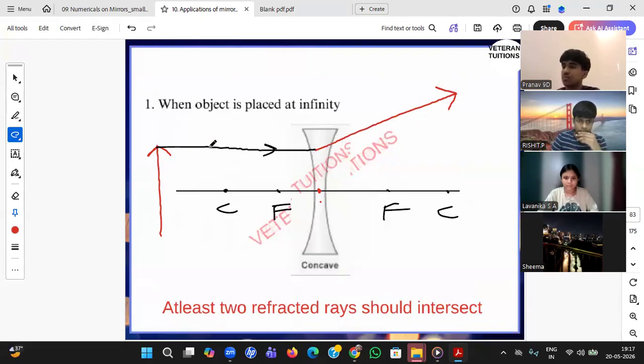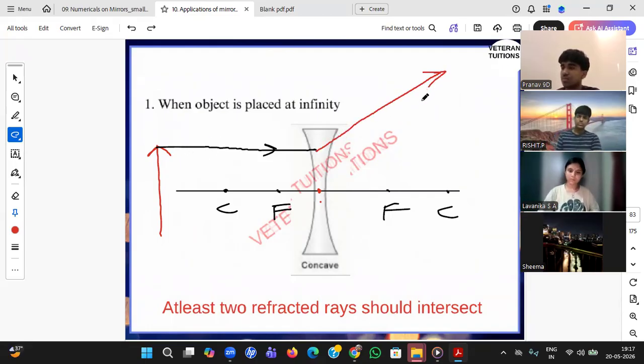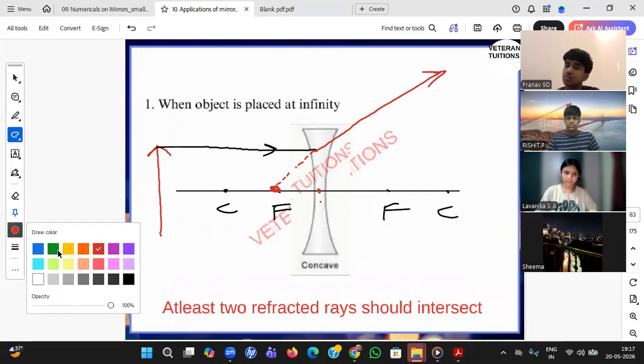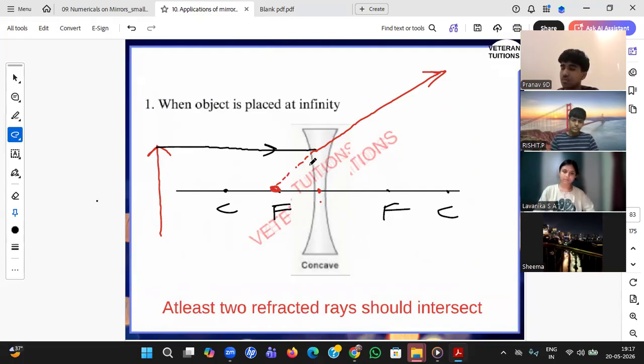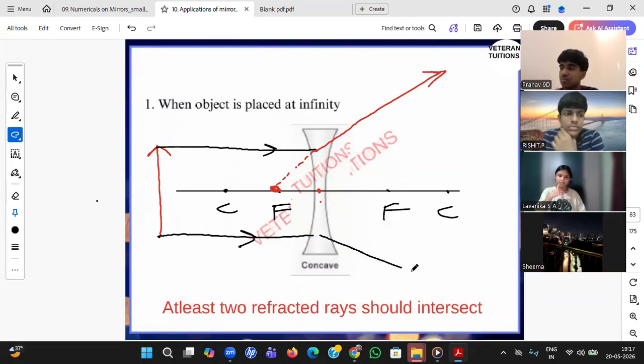But again, sir, you said that the parallel ray should always go and hit the focus. But how can you differ? You extend backside and ensure it is passing through the focus. Again, student, as it is only one reflected ray, one refracted ray, image will not be formed. Let me go for another parallel ray, and as it is a concave mirror, it should diverge.